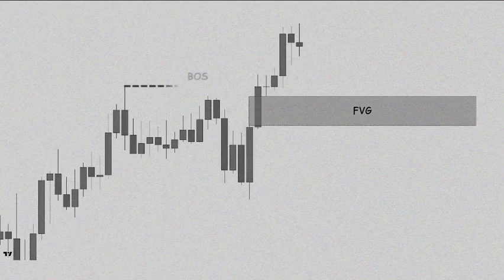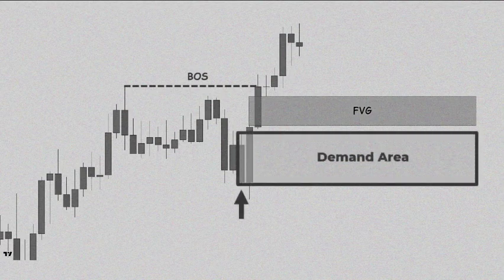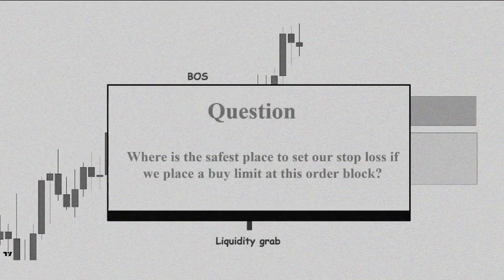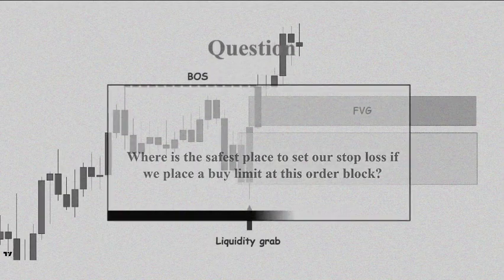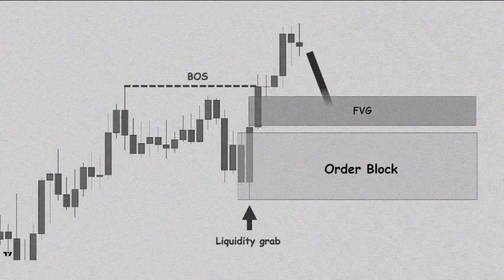Here we have an aggressive buying with clear fair value gaps leading to a break of structure. This is the latest candle that created the fair value gaps, so we draw it in. Now notice how the price swept the liquidity below this candle before taking off. Here comes a question. Where is the safest place to set our stop loss if we place a buy limit at this order block? It is below this wick where the movement has started. So we will add this area to our order block zone as well. Then, we wait for a correction and get into positions when the trading opportunities arise.